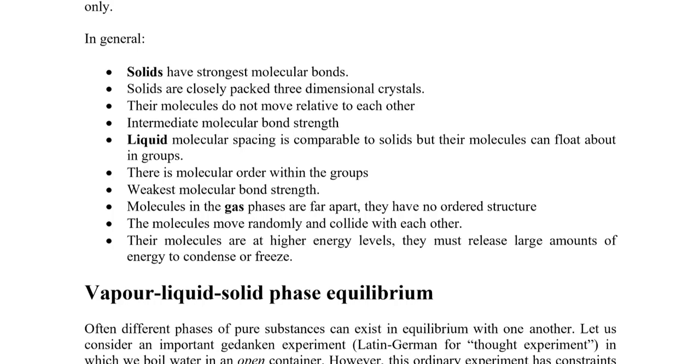Molecules in a gas phase are far apart. They do not have an ordered structure. The molecules move randomly and collide with each other because they have so much energy. Their molecular energy level is the highest. They must release a large amount of energy to condense or freeze. If you want to condense or freeze them, obviously you need to take the energy out of the molecules. That's why the molecules come closer and form a liquid, or change into a liquid.